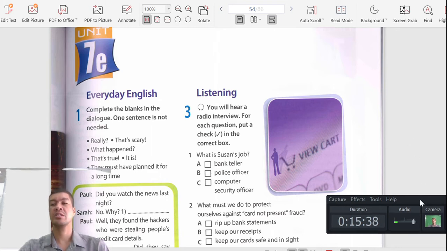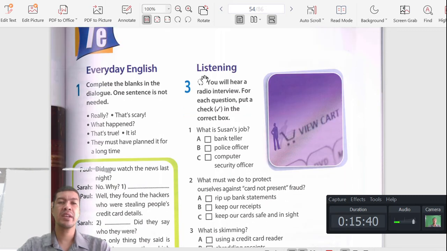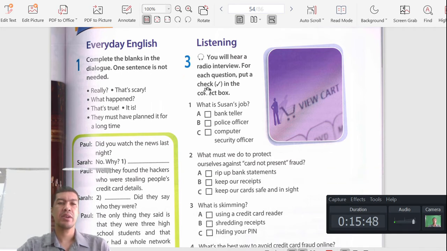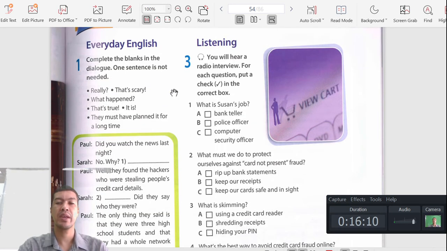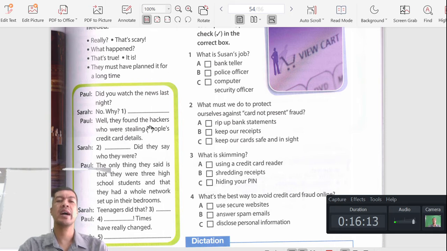the completed answer sheet. All right, going through everyday English for number one. Complete the blanks in the dialogue. One sentence is not needed. So we have 1, 2, 3, 4, 5, and we have 1, 2, 3, 4, 5, 6, so one of these is not needed. Our words to fill in are: really, that's scary, what happened, that's true, it is, they must have planned it for a long time. Right, so moving along, we see a dialogue of two people talking, Paul and Sarah.